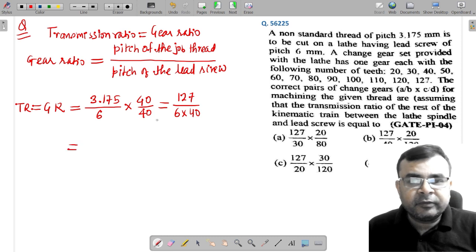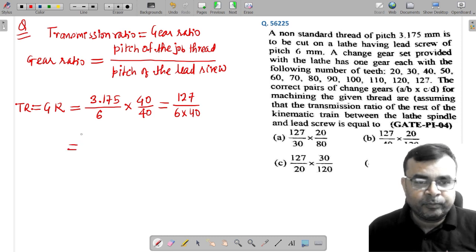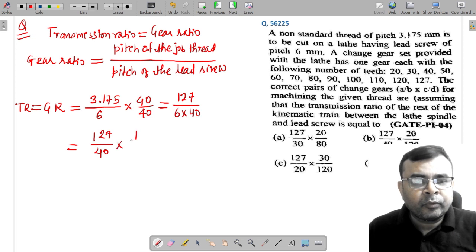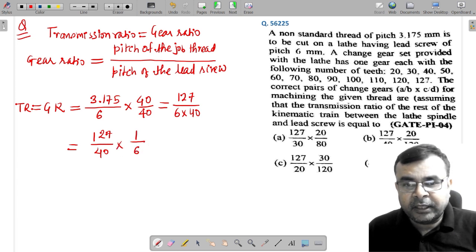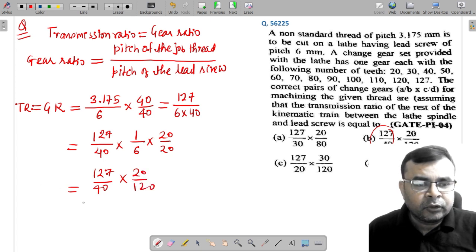So let's see, why here I need to write it in A by B into C by D ratio form, correct? So can I say this is 127 over 40 into 1 by 6. 127 by 40 is given here, but this term is not given. So if I multiply with 20 by 20, from this we get 127 by 40 into 20 by 120. So this is the correct transmission ratio.